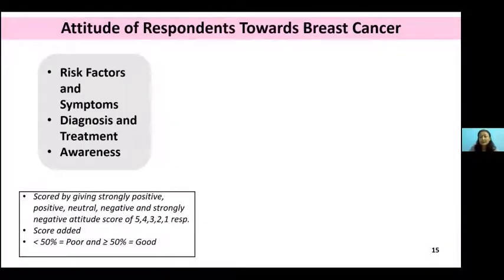The next part is the attitude of the respondent towards breast cancer. And here also attitude is categorized, further classified into three groups, that is risk factor and symptoms, diagnosis and treatment, and awareness. And we have many statements about the attitude of the respondents towards breast cancer, and each statement is scored by giving strongly positive, positive, neutral, negative, and strongly negative attitude a score of 5, 4, 3, 2, and 1 respectively. And here also each score is added, and less than 50% of the score is categorized as poor attitude, and more than 50% of the score is categorized as good attitude.